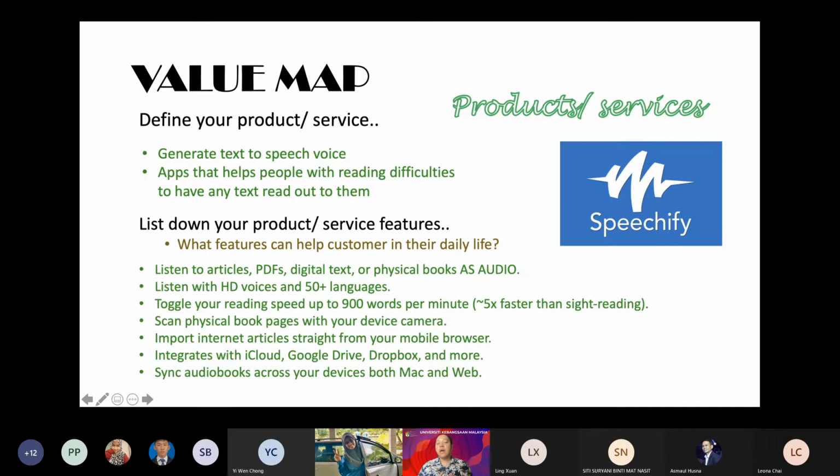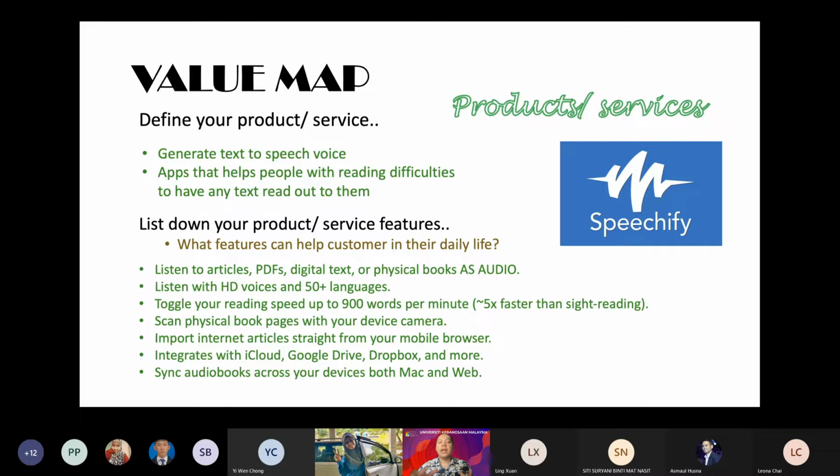Then they list down the product features. You can listen to your articles, PDFs, digital text, or physical books as audio, with HD voices in 50-plus languages. So it's not only in English. They have Spanish, French, Mandarin, and all other languages, more than 50. You can toggle your reading speed up to 900 words per minute, and scan physical book pages with your device camera. When you have an app, you have a product, so you have to be able to identify all the features. This is how you can map it with your customer. Other than that, you can import internet articles straight from the mobile browser, integrate with iCloud, Google Drive, Dropbox, and more, and sync audiobooks across devices with Mac and web. These are some of the features; there are more.